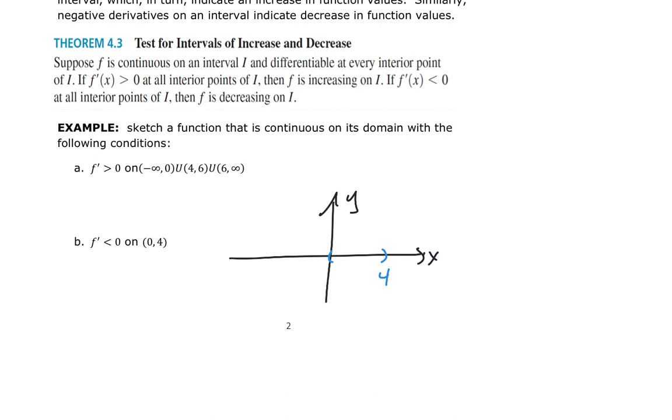I know nothing else between 0 and 4, so maybe between negative infinity and 0 I'm increasing, so the slopes of my tangents are positive. And say from 0 to 4 the slopes of my tangents are negative, and then at 4 maybe I'm going back up, increasing. So here's an example of a graph that satisfies the first derivative being less than 0 on the interval between 0 and 4.